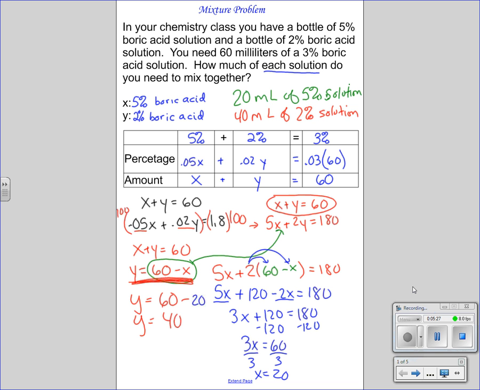Now, one of the things I always ask is, does this make sense? Because 3% is closer to 2%, it makes sense that you need more 2% than you do 5%. If it was, say, a 4% solution, you might need a little bit more of the 5% solution. So all of them are set up this way. Please make sure you set up the chart and define your variables.